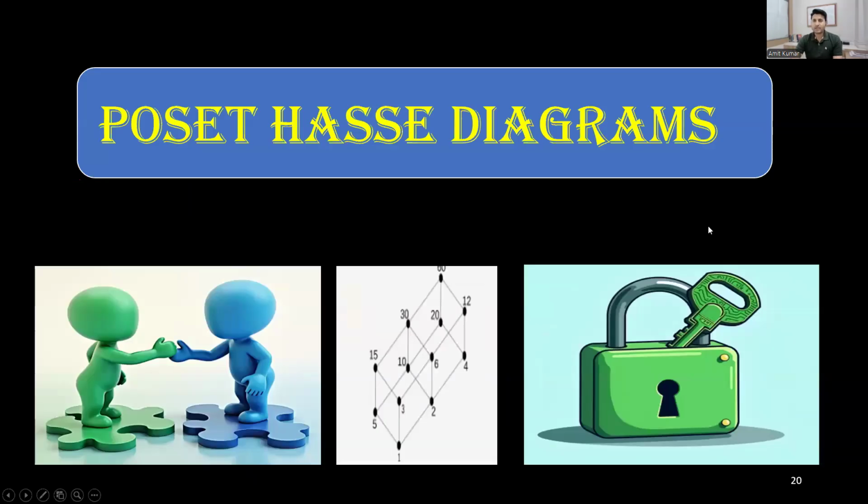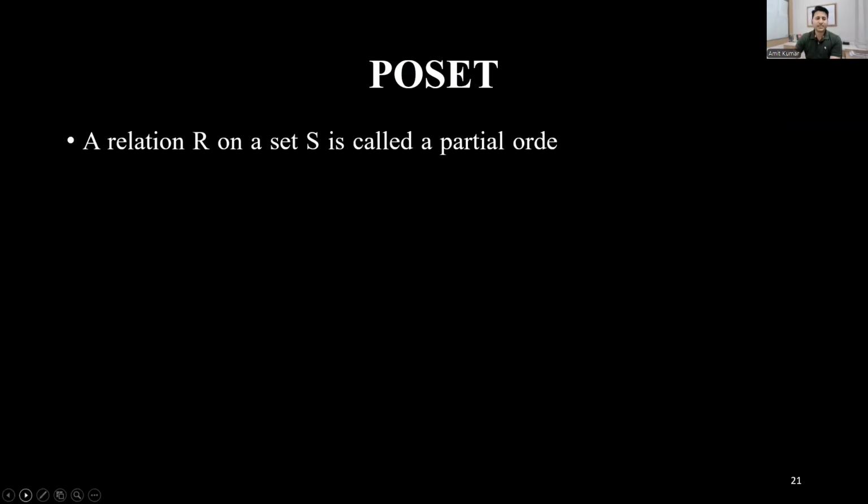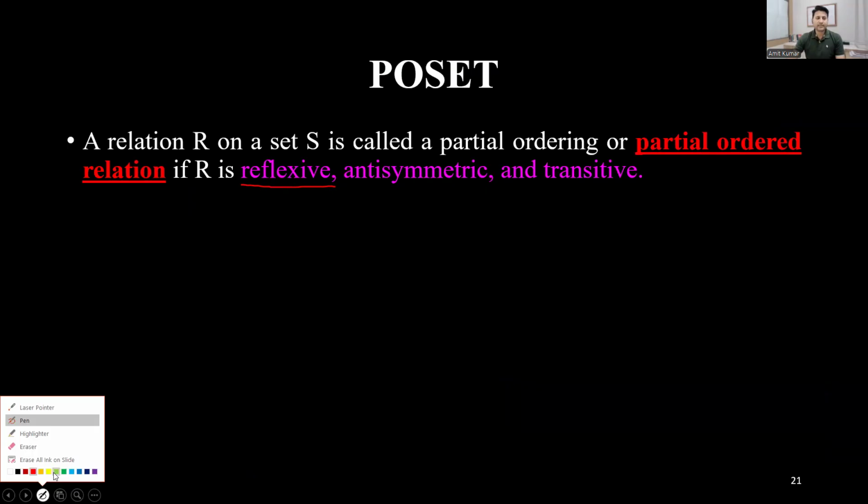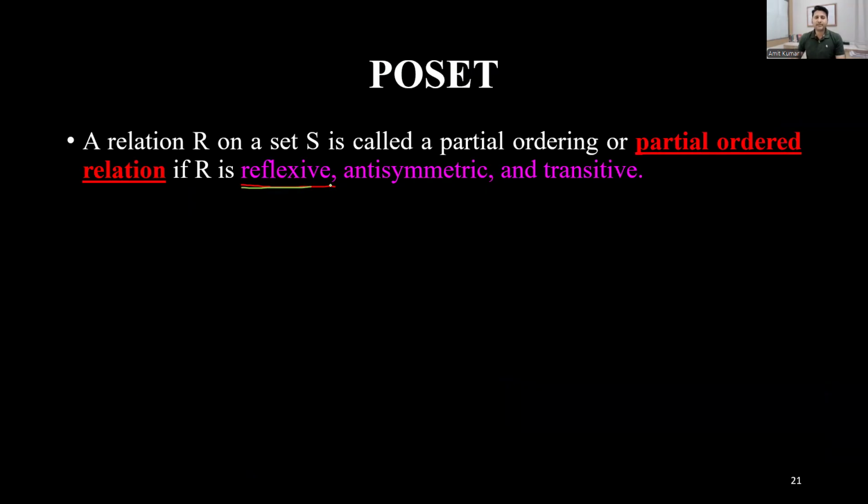Okay, so let us talk about partially ordered sets and the Hasse diagram. Firstly, let us see the poset. If you remember, we talked about partially ordered relation in the last class. A relation on a set A or S is called a partially ordered relation if the relation is reflexive, antisymmetric, and transitive. Such a relation we call a partially ordered relation.